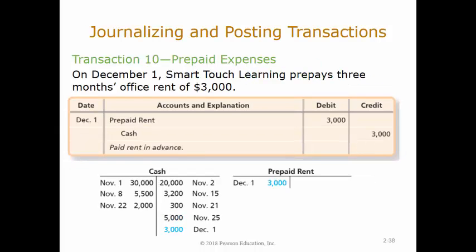In transaction 10, the company prepays 3 months office rent of $3,000. The two accounts involved are cash, an asset, and prepaid rent, an asset. Prepaid rent is an asset because the company will receive a benefit in the future. Cash decreases with a credit and prepaid rent increases with a debit.